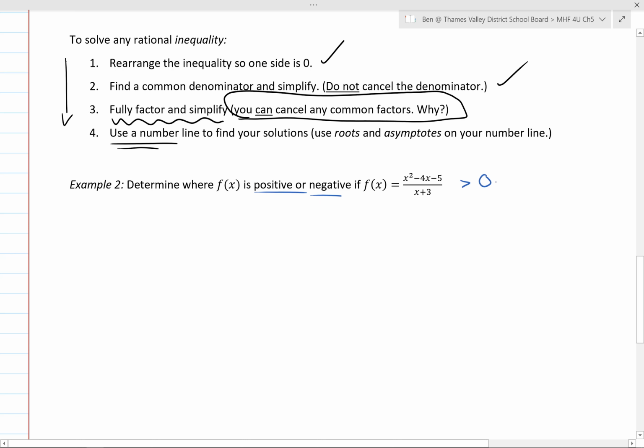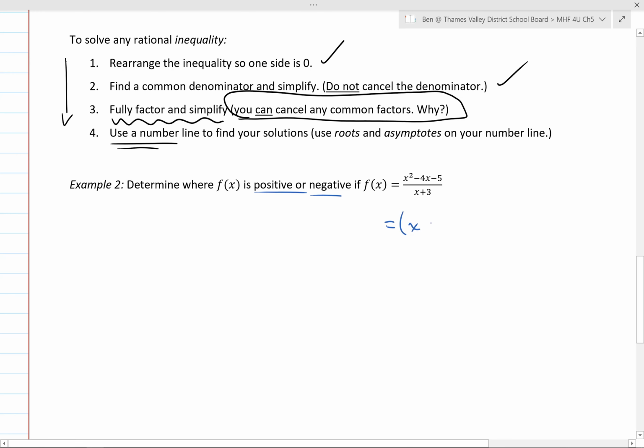Or rather, you know what, not even yet. Let's just rearrange the problem a little bit first. Okay, so we have x squared minus 4x minus 5. If we are trying to find where this function is positive or negative, then what we can do to simplify it right off the bat is factor it.